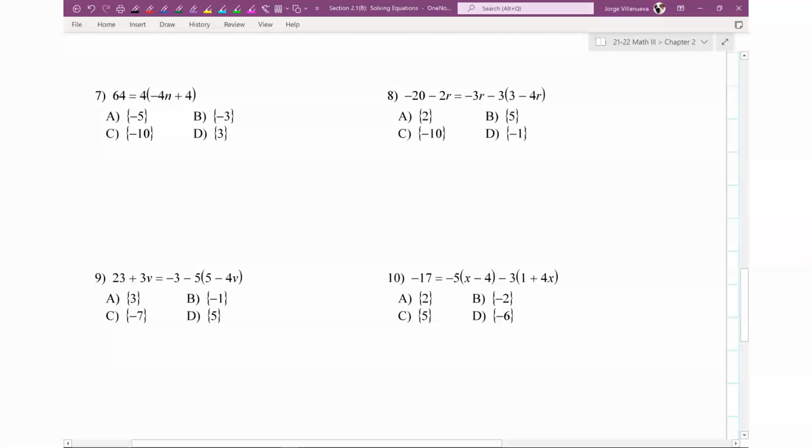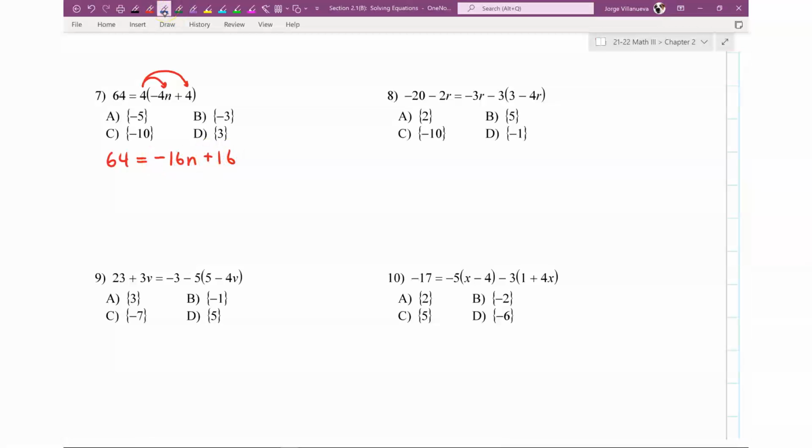Yeah, we'll do question 7 and we'll do question 9. Okay? So let's go ahead and do question 7 and then we'll do question 9. So question 7, first step is to, all right, distribute. Thank you. So yeah, I'm going to be asking you guys to answer a little bit more here and there. So we got 64 equals 4 times negative 4n. That's negative 16n. And 4 times 4 is a positive 16.